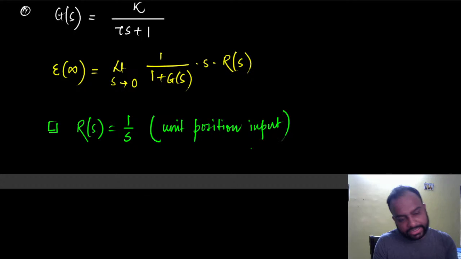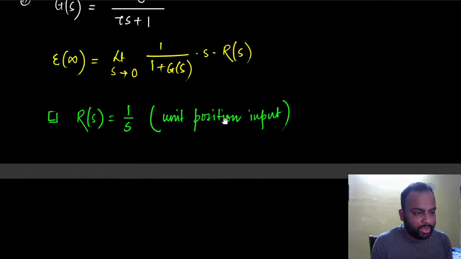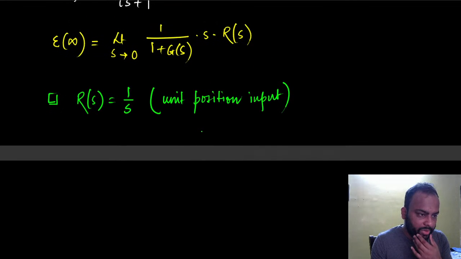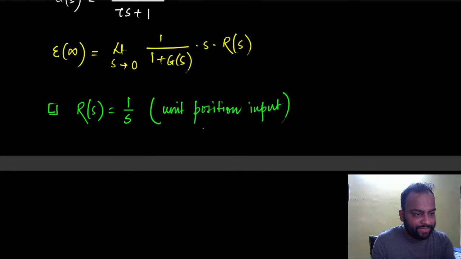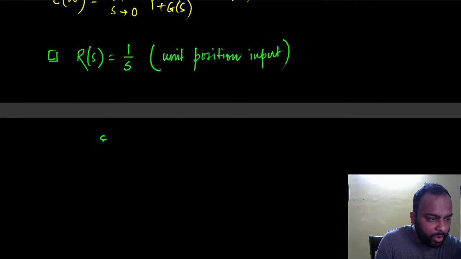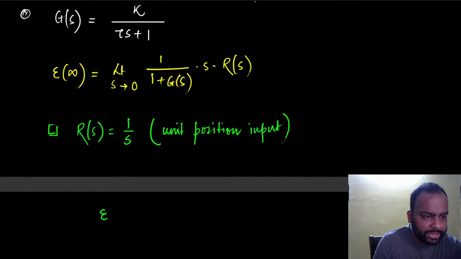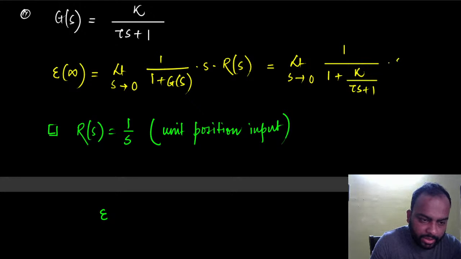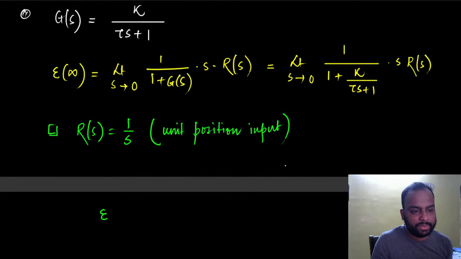Instead of saying unit step input, I'm saying unit position input. There is a reason why I'm using these names, especially here. So with that, I can write epsilon. You can just elaborate this a little bit further. This is going to be limit s tends to 0 of 1 by 1 plus k divided by tau s plus 1, times s times R(s). We understood, I think.